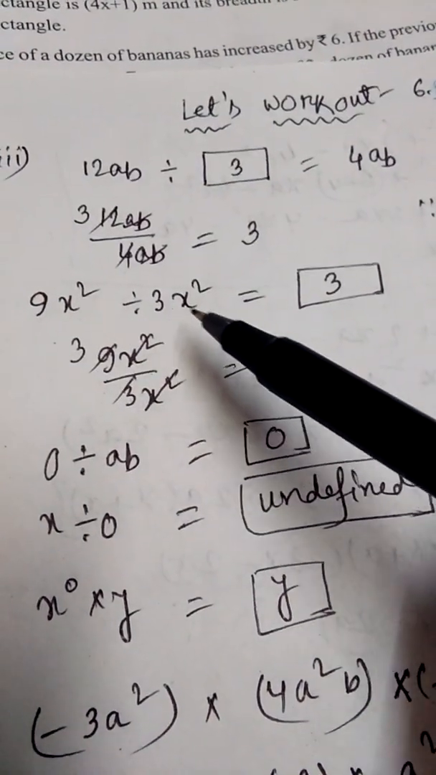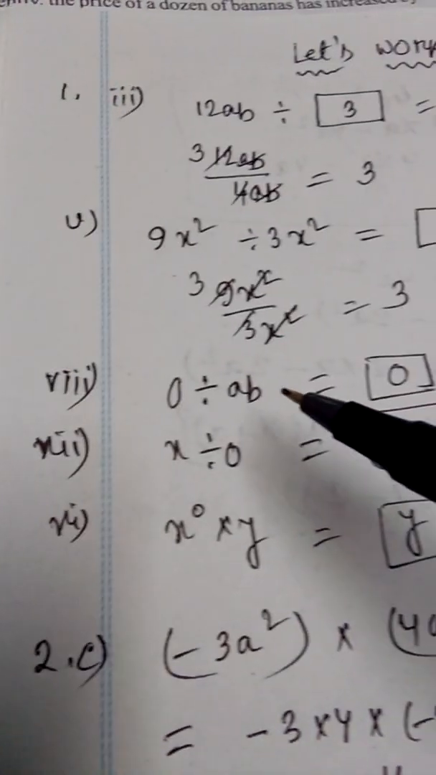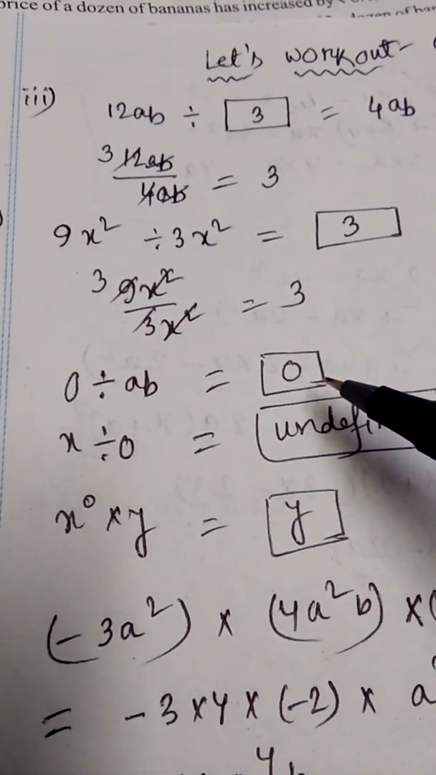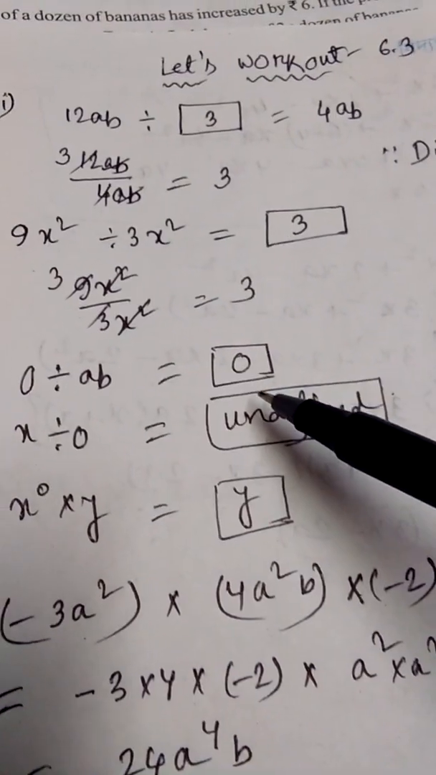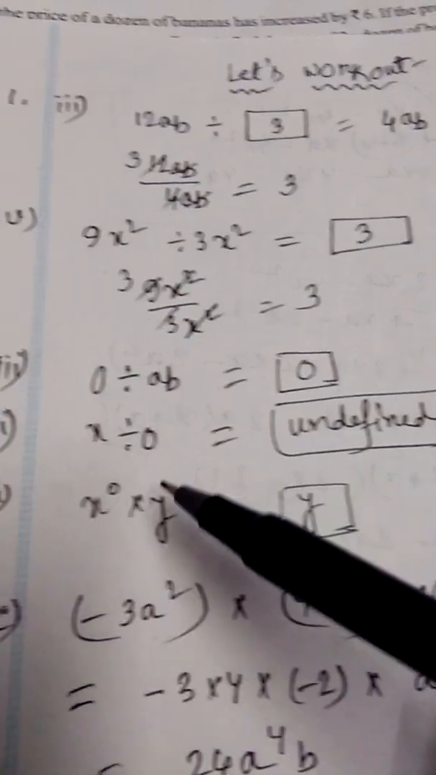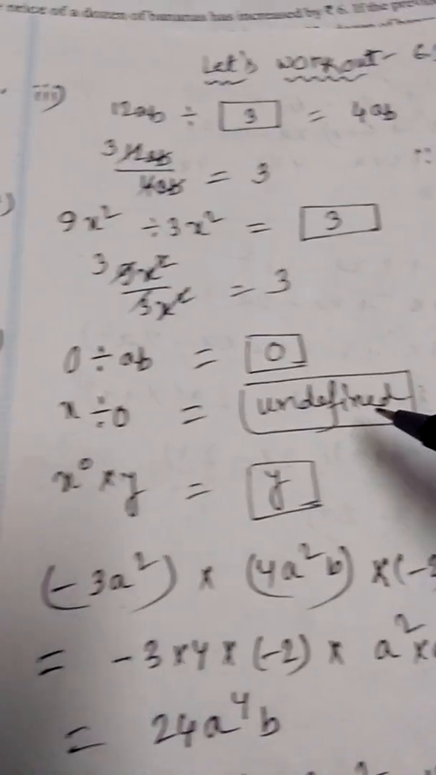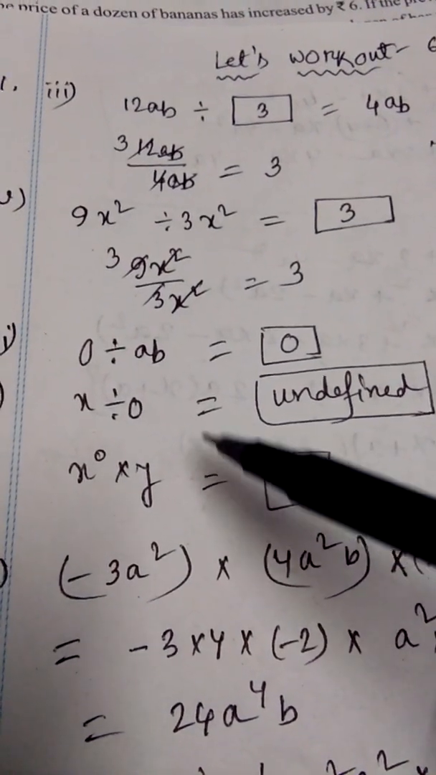Next, 5. 9x square divided by 3x square. That is 9x square divided by 3x square equals 3. Next, 0 divided by AB equals 0. If we divide 0 by any number, then the value will be 0. But x divided by 0 is undefined or meaningless. We saw this in the last class.